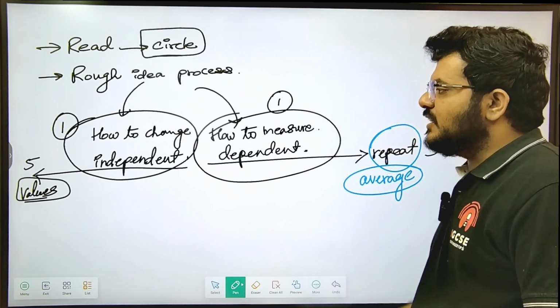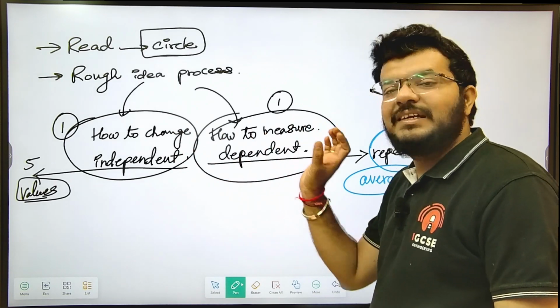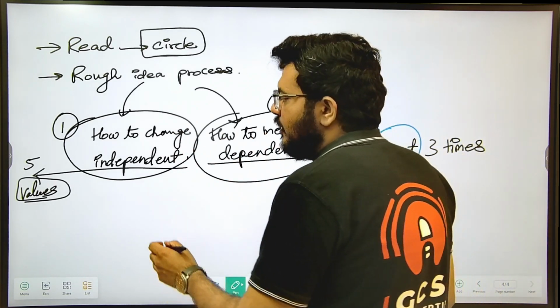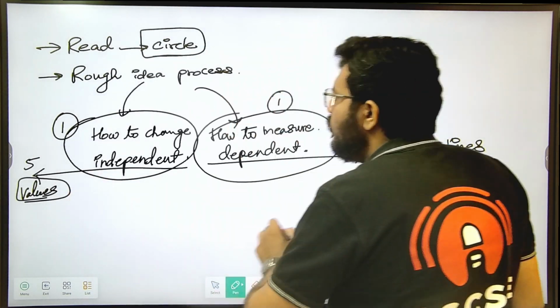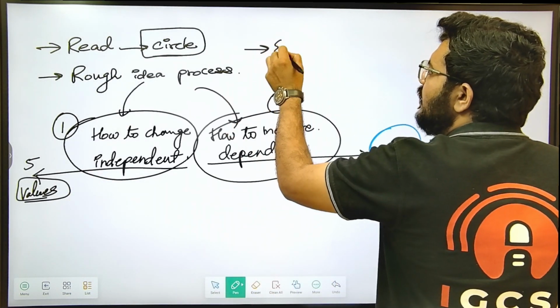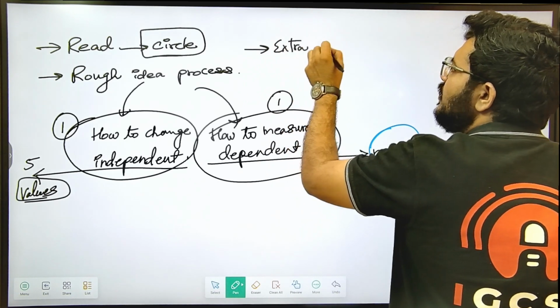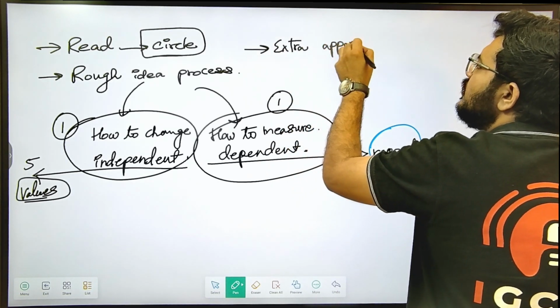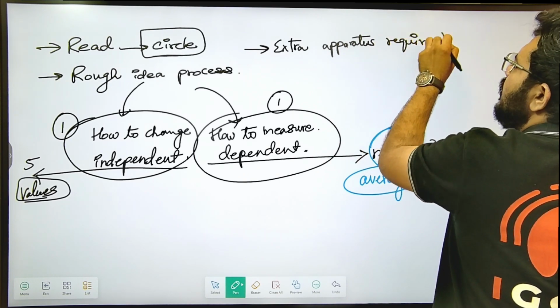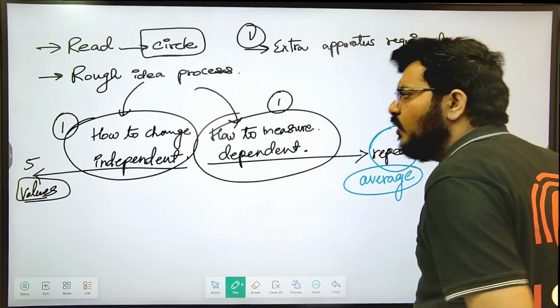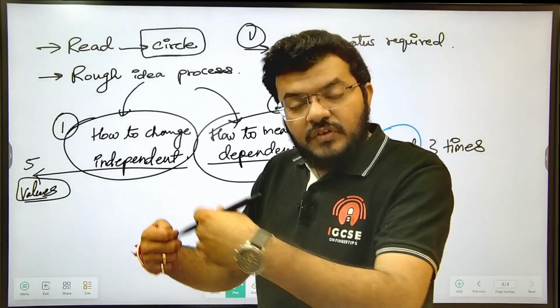Now, once I have found out the dependent and independent value, and I know the process, I will go back here and write down any extra apparatus required, right? This carries 1 mark. However many extra are required, write them with their units.